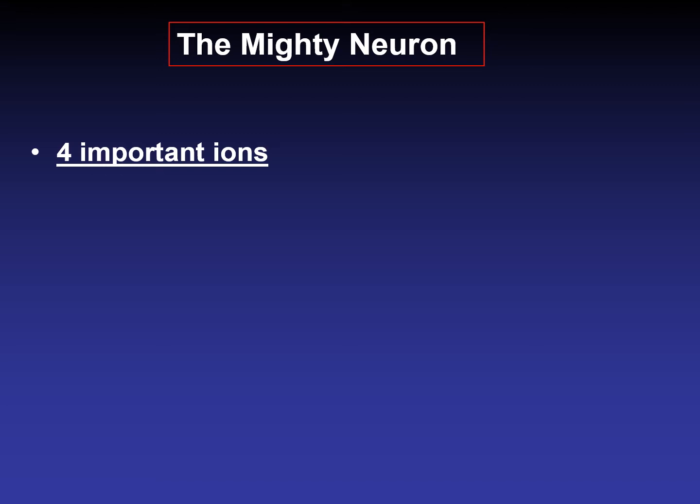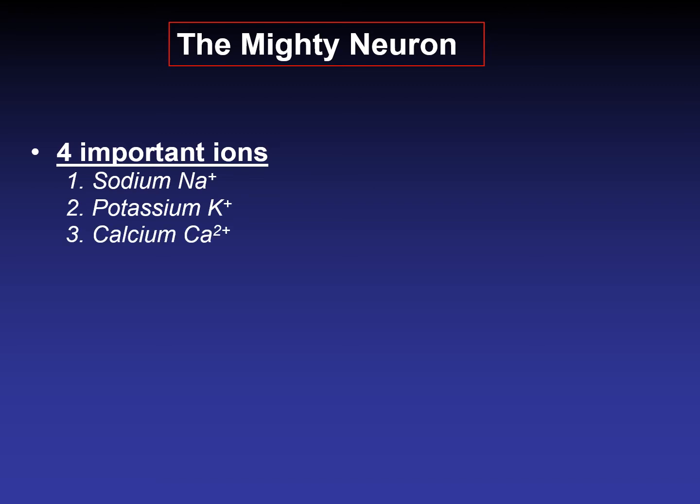So the ions of interest to us in the function of the neuron are sodium, which is abbreviated Na+. We can see with this plus sign that sodium has a net positive charge, which means it's actually missing an electron. Same thing with potassium. It has a net positive charge, which means it's missing one of its electrons. Then we'll talk about calcium ions, and there we see a 2+, which means it's actually missing two negatively charged electrons, giving it a net positive charge.